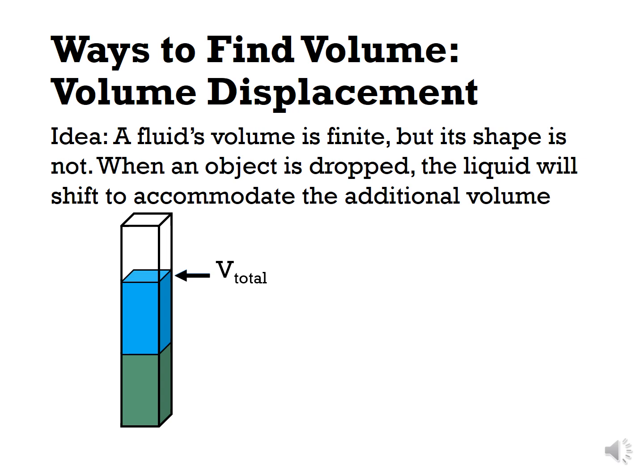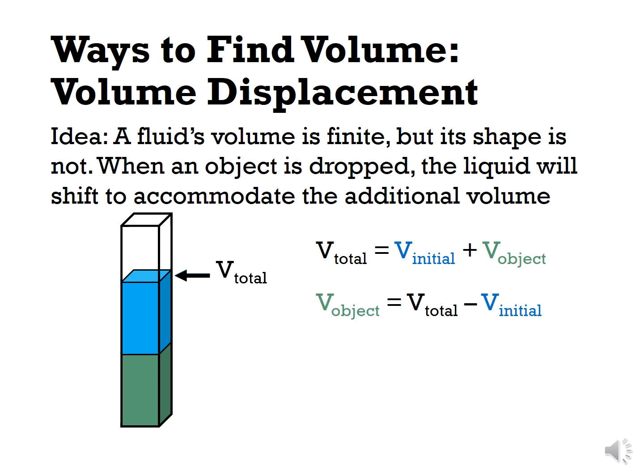The new total volume is the sum of the initial volume of the liquid plus the volume of the object that is displacing it. With some rearrangement, we can show that the volume of the object will be the total volume minus the initial volume of liquid. So, if we can take down recorded measurements of the initial volume of a liquid in a container, then the final volume or total volume of the liquid with a submerged object, we can find the volume of that object.